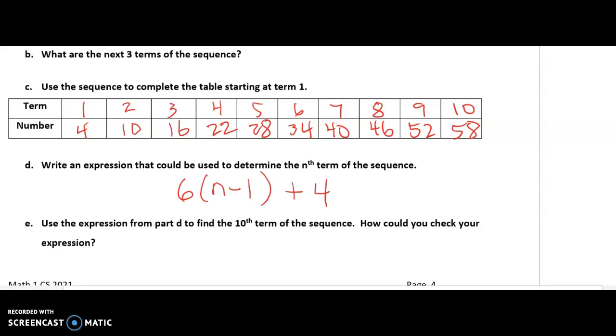So here's an expression that we can use. So now let's take apart the pieces of this expression. The 6 in this expression represents the common difference. That's the pattern. The 4 in this expression represents the first term value. And then the letter n represents the term number that we are trying to find.